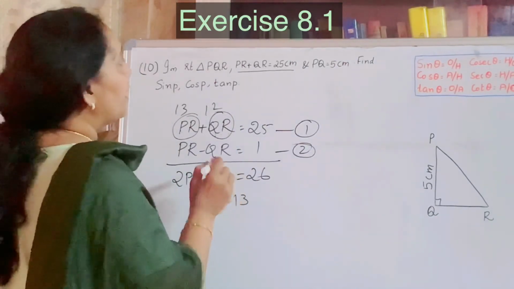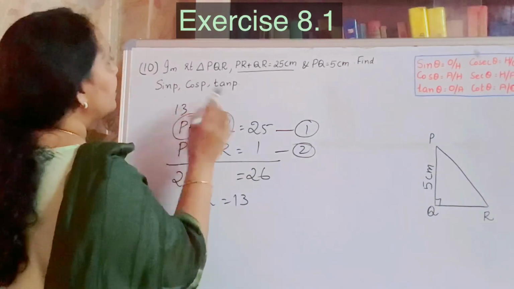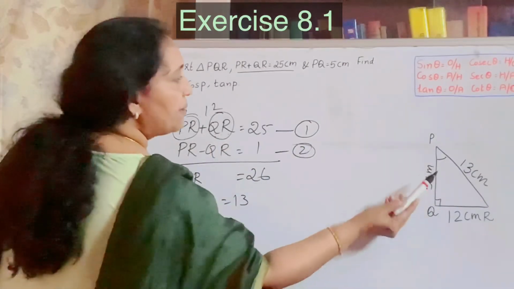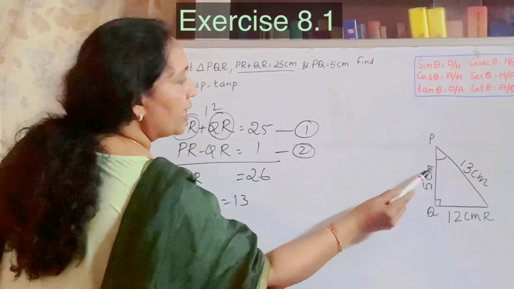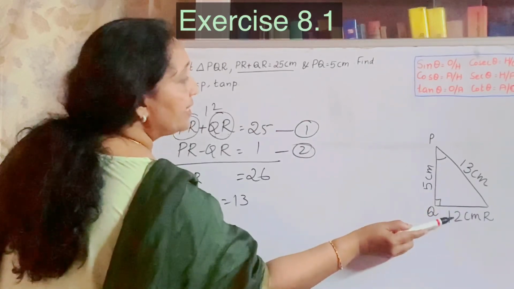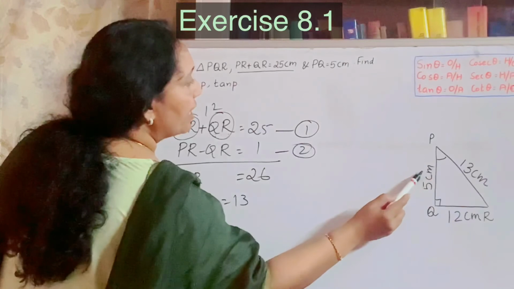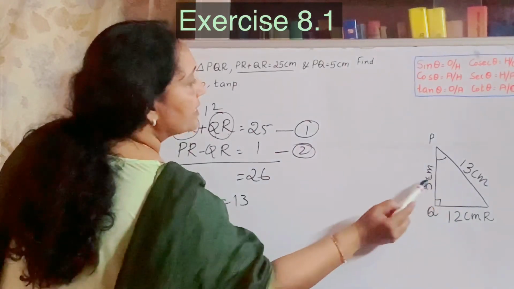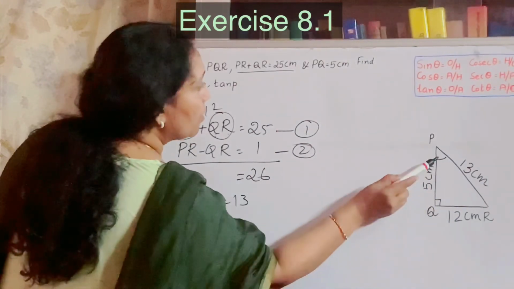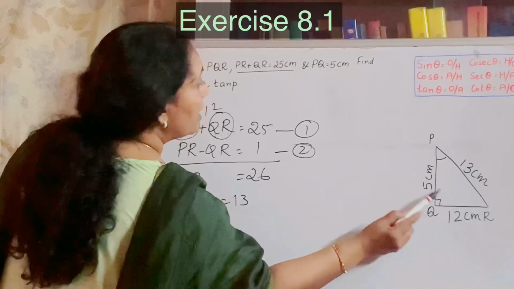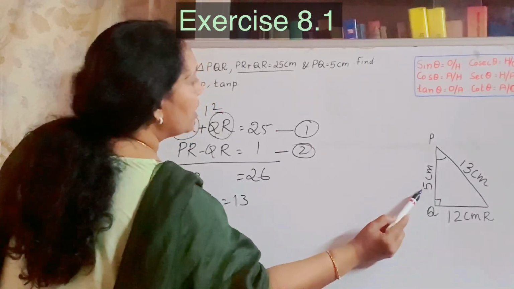Then find sin P, cos P and tan P. See the figure. Sin P is opposite side of angle P by hypotenuse, that is 12 by 13. Cos P is adjacent side of angle P by hypotenuse, that is 5 by 13. Tan P is opposite side of angle P by adjacent side, that means 12 by 5.